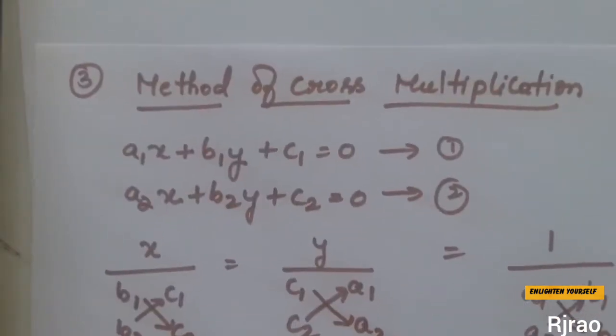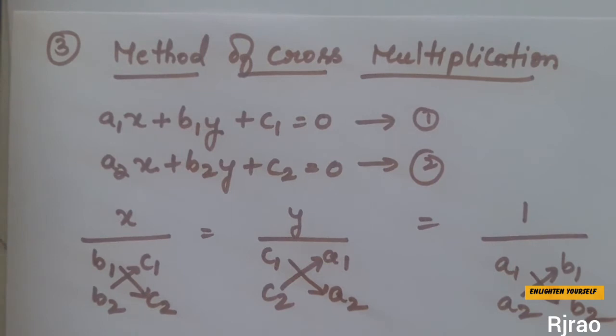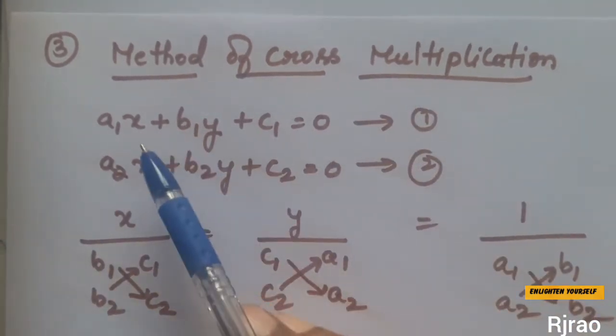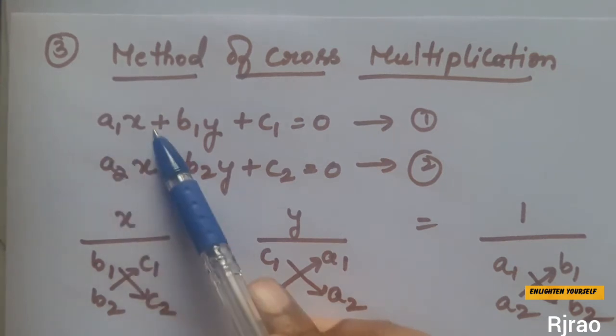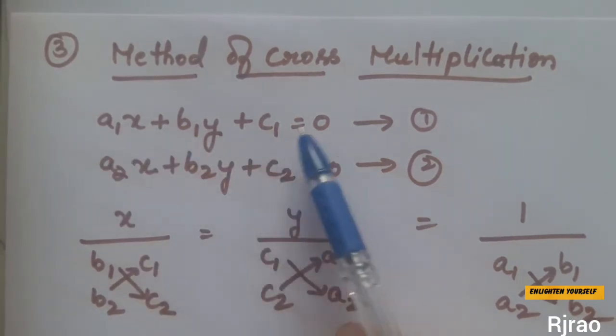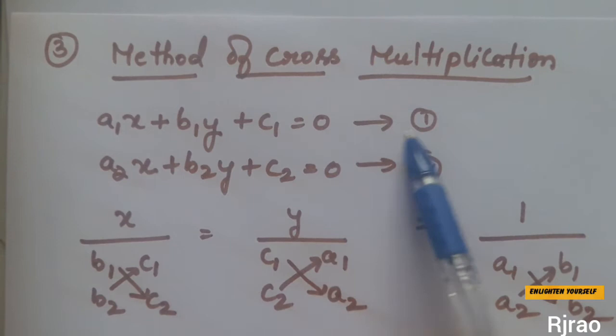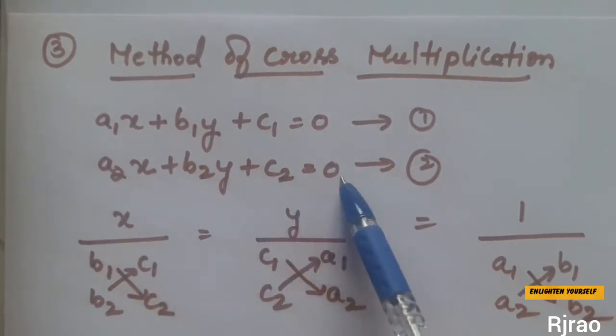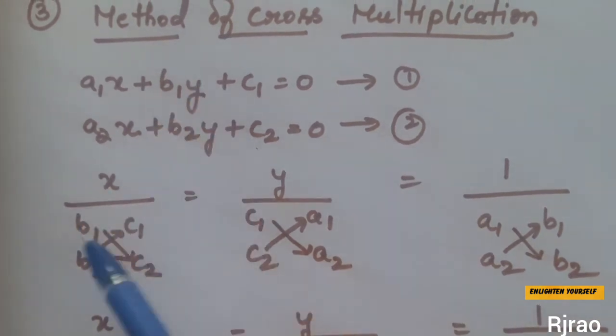method of cross multiplication. So how to find in this method? See, the general form we will take now. a1x plus b1y plus c1 is equal to 0. This is the first equation. And this is a2x plus b2y plus c2 is equal to 0. This is the second.